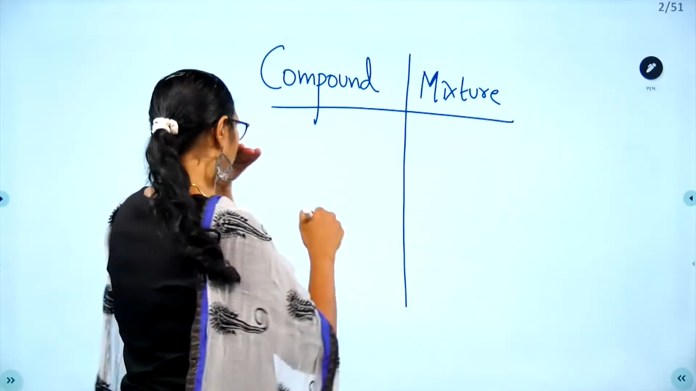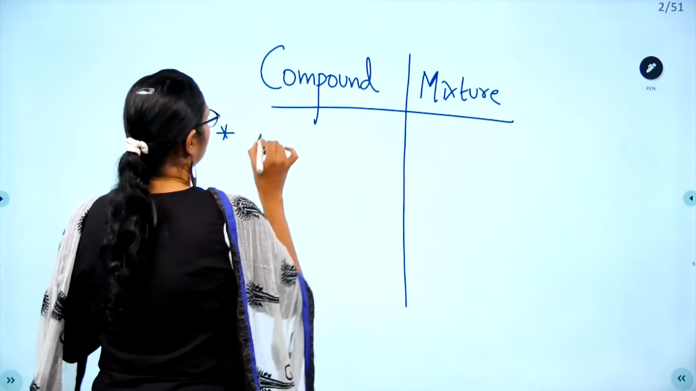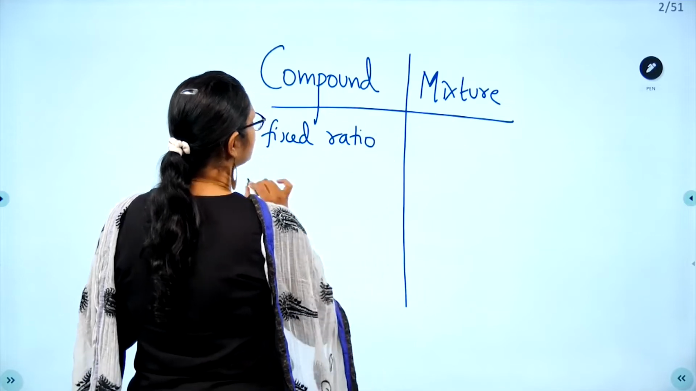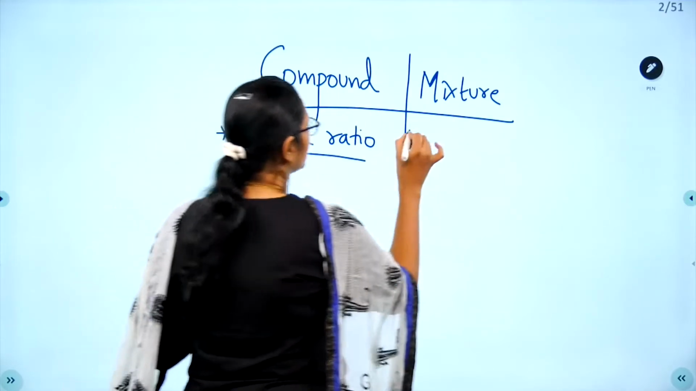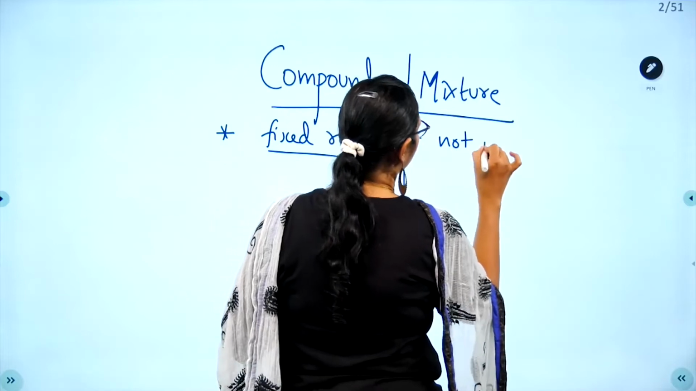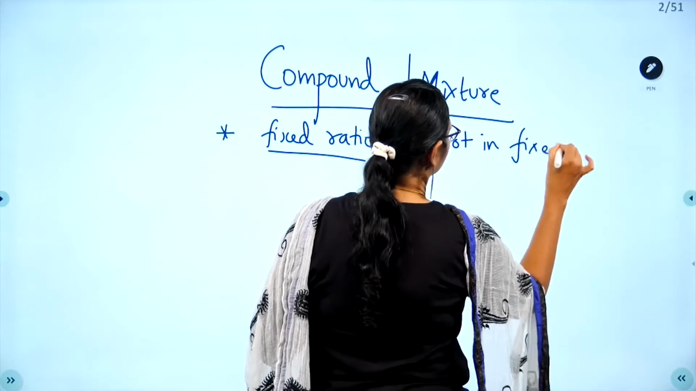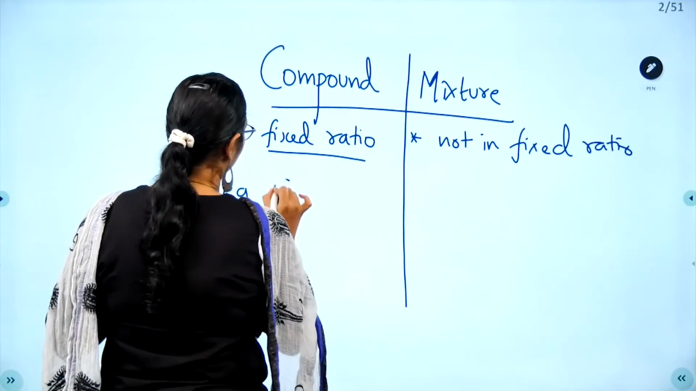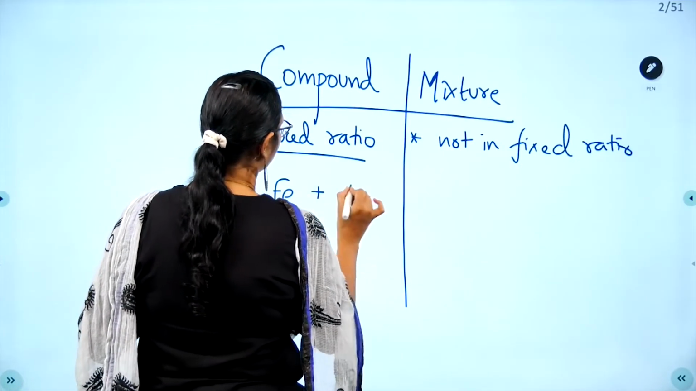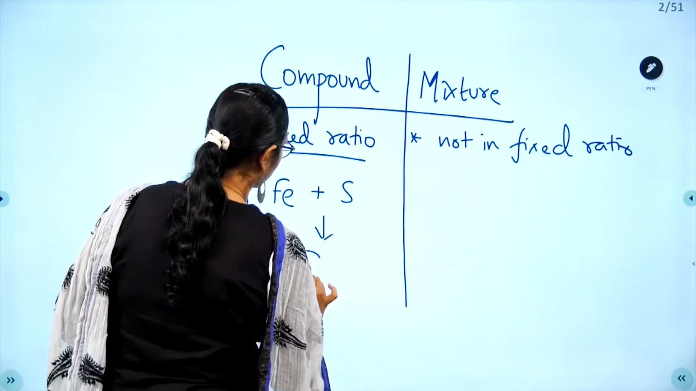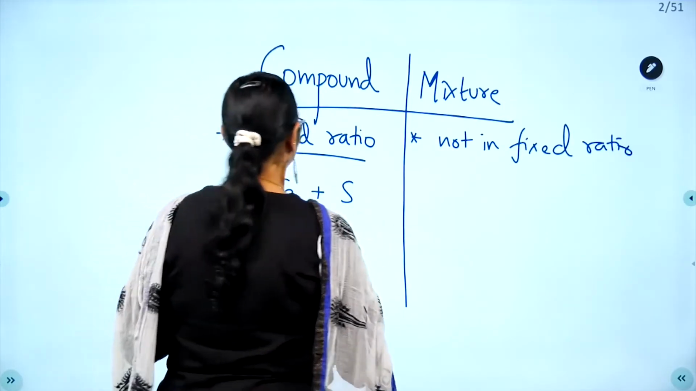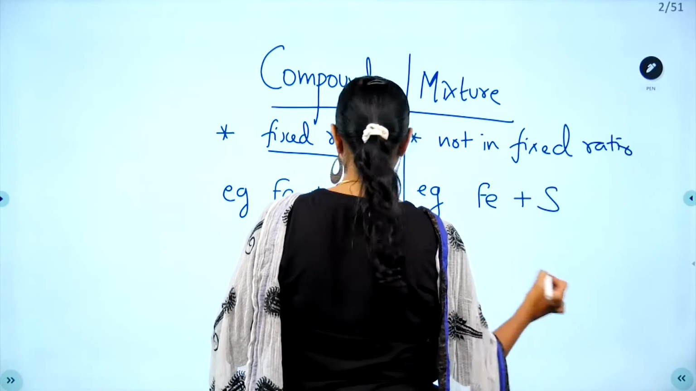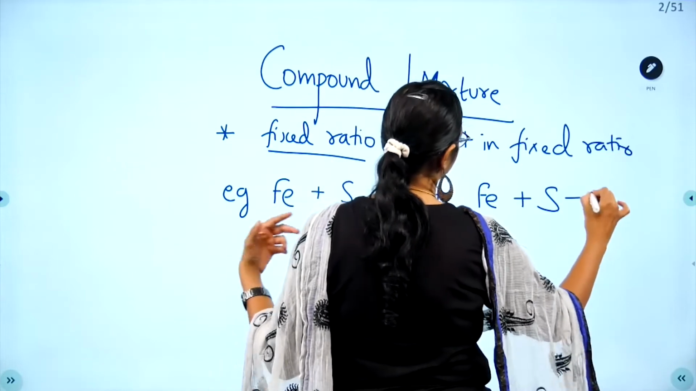Am I right? In a fixed ratio. So the elements combine in a fixed ratio here, and here not in a fixed ratio, right? Randomly mixing. Example, when iron combines with sulfur, it forms FeS. Now here, same example I will take. Iron powder and sulfur powder is allowed to mix.